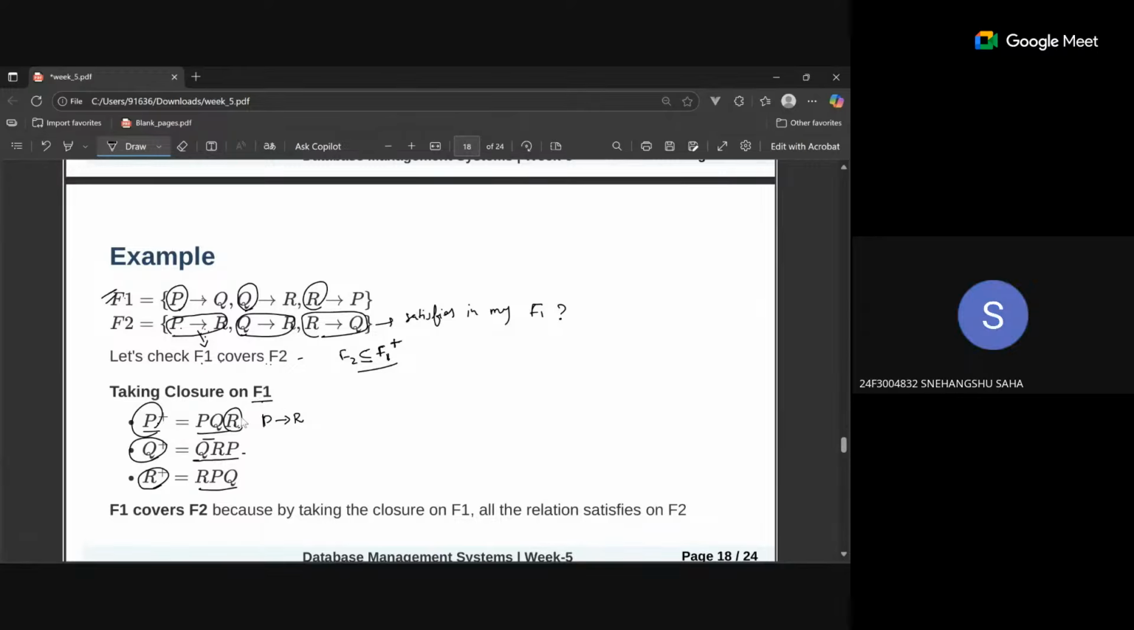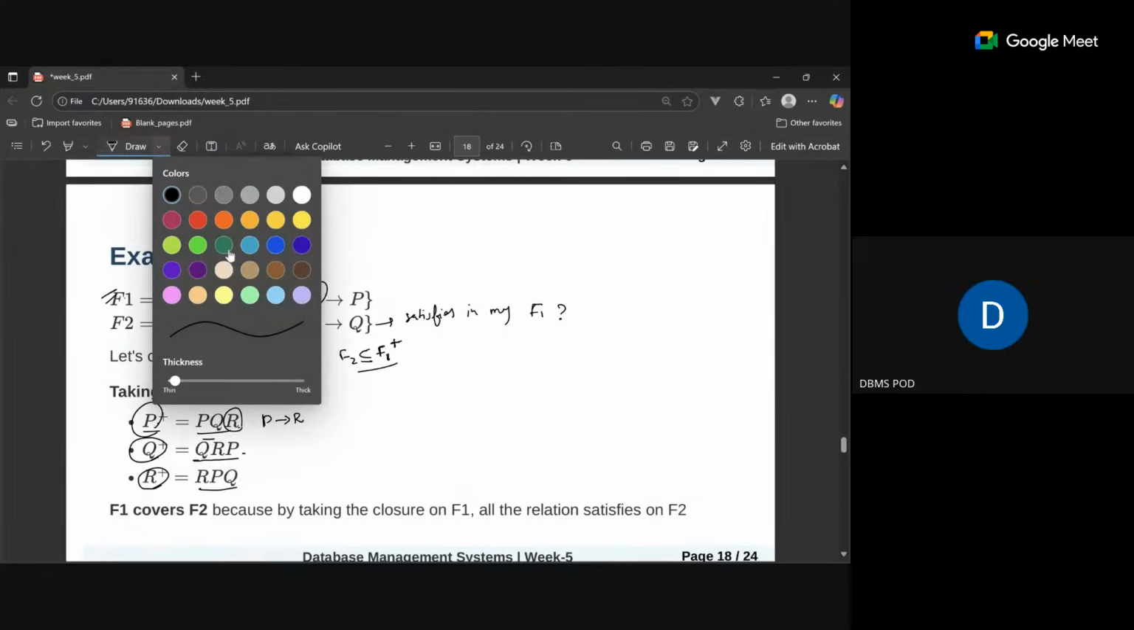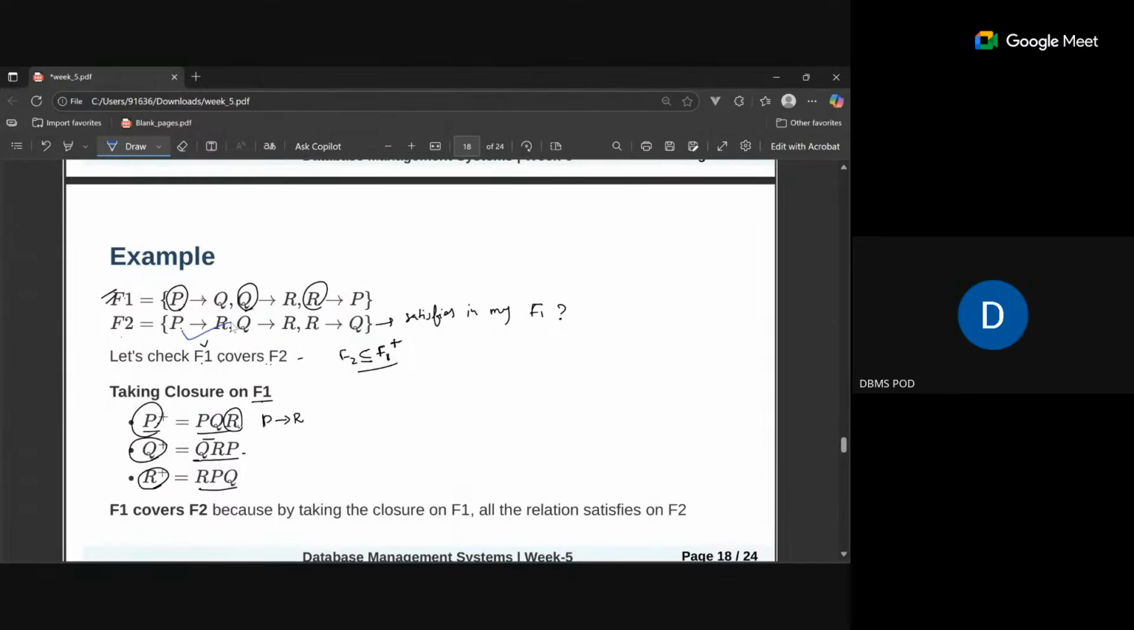Okay. Even then the full closure will hold, right? Yeah. This closure I can write PRQ. This closure also I can write PRQ. This closure also I can write PRQ. Order doesn't matter. Okay, so this is satisfied. I will erase some of this also. This is satisfied. Now let's check for this Q determines R.